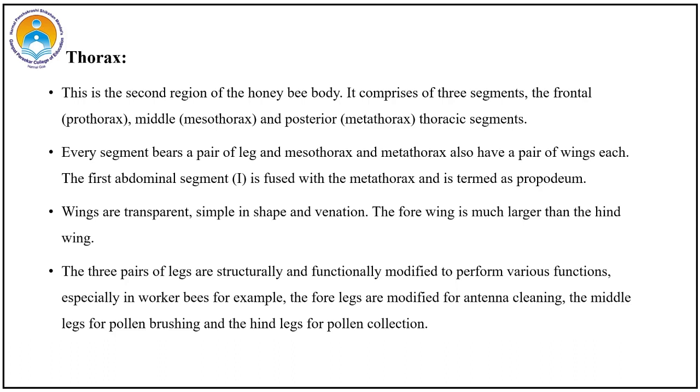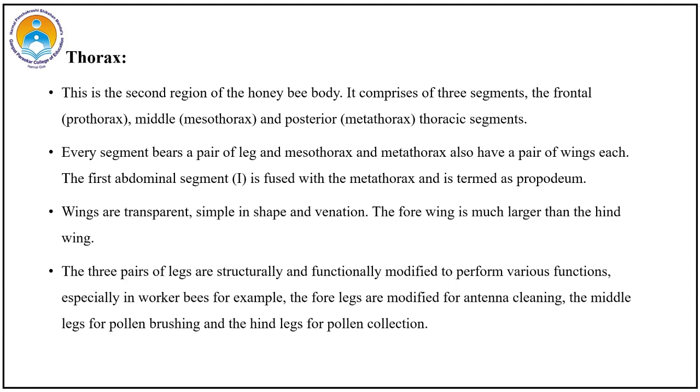This is the second region of the honeybee body. It comprises 3 segments, the frontal, middle and posterior. The frontal is known as prothorax, the middle is known as mesothorax and the posterior is known as metathorax. Every segment bears a pair of legs, and the mesothorax and metathorax also have a pair of wings each. The first abdominal segment is fused with the metathorax and is termed the propodeum.